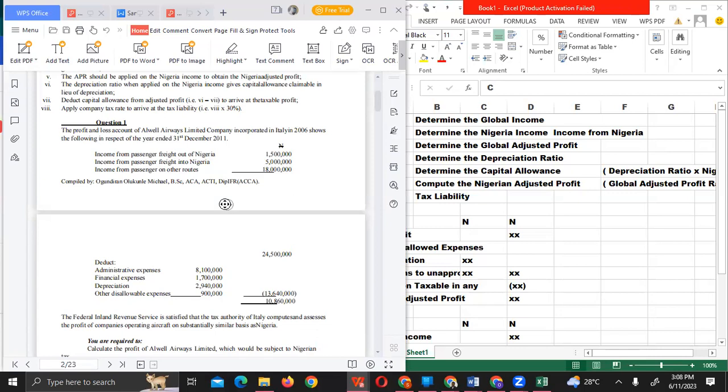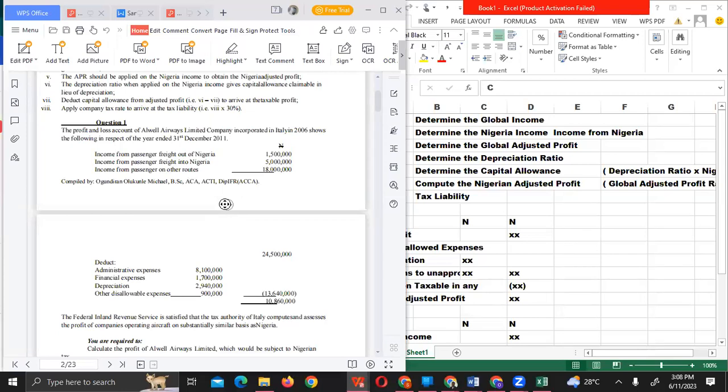That's question one. The profit and loss account of Awel Airways Limited Company, incorporated in Italy in 2006, shows the following in respect of the year ended 31st December 2011.